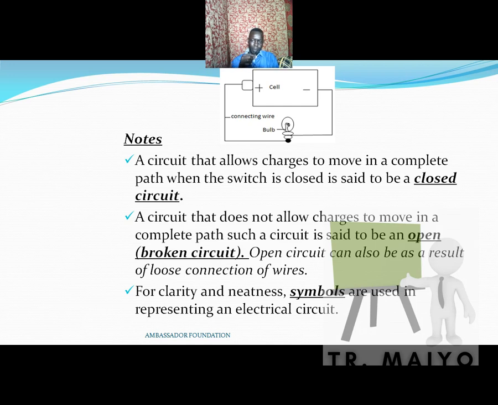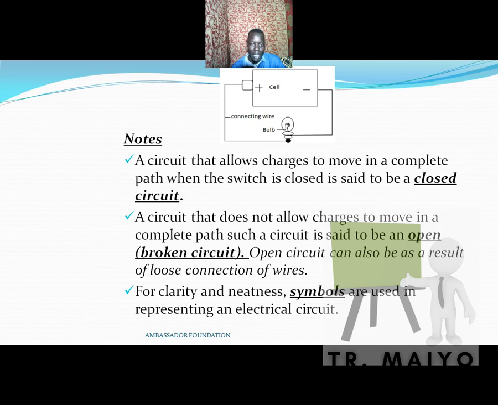Now, the first note is this: a circuit that allows charges to move in a complete path when the switch is closed is said to be a closed circuit. It is closed, meaning it is forming a complete path. A circuit that does not allow charges to move in a complete path, such a circuit is said to be an open or broken circuit.